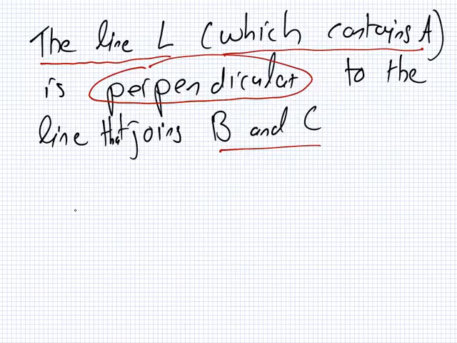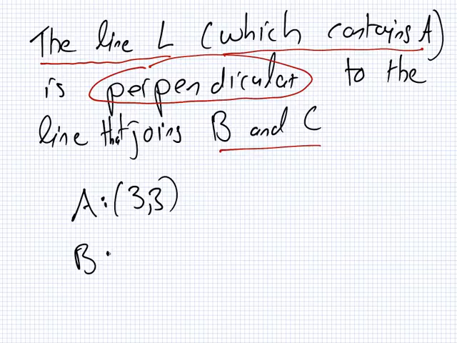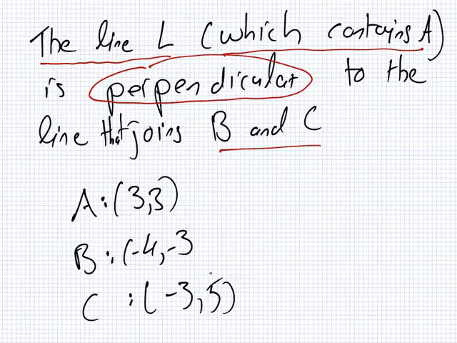We'll say A is 3, 3. B is minus 4, minus 3. Minus 3, minus 5. Minus 5, not 5. Thank you. Well, it's my question. I can change it if I want.